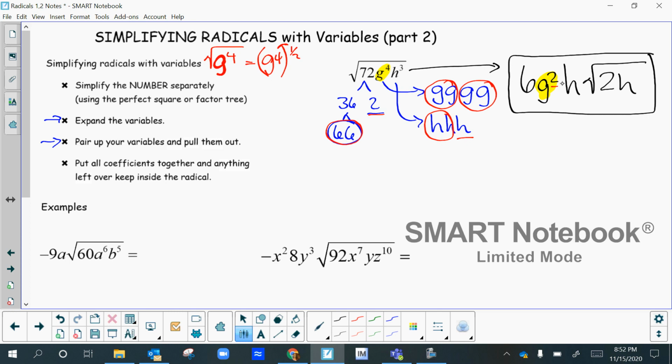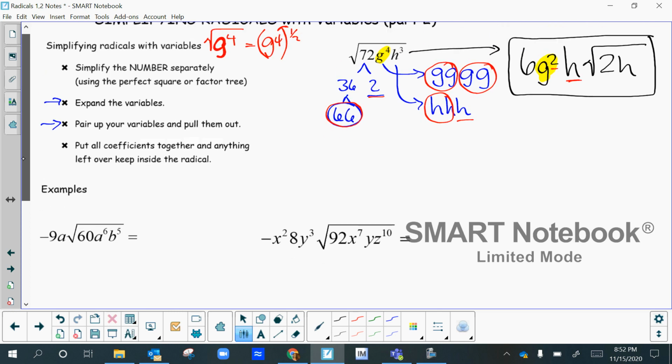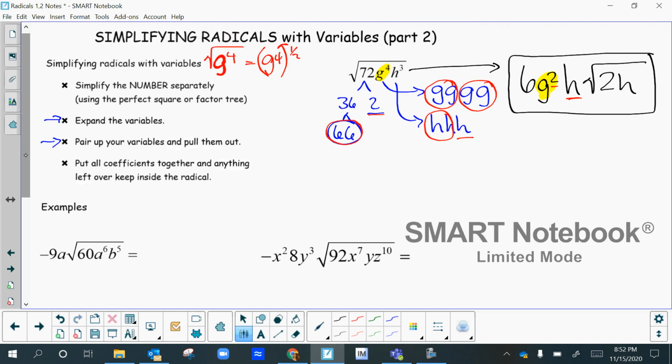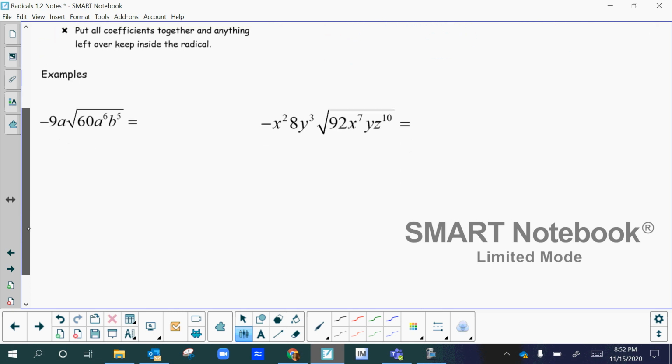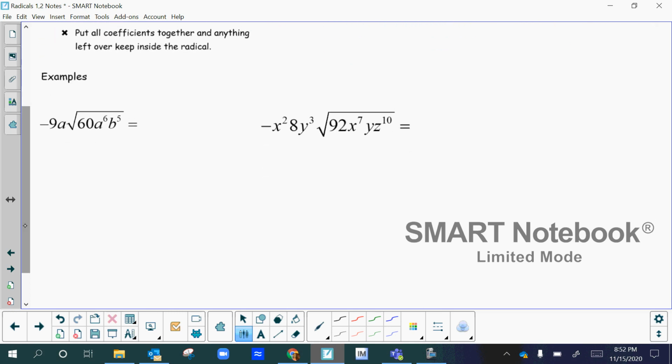Okay, now the 3 is a little bit different. Half of 3 is 1.5. Okay, we'll see our 1h came out, but we still had a half, which needs to go under the radical. Okay, so you can kind of do it that way also. But if it's kind of hard to understand, then you just want to simply expand the variables, which is a very easy concept. Okay, so let's try these 2 examples with variables.